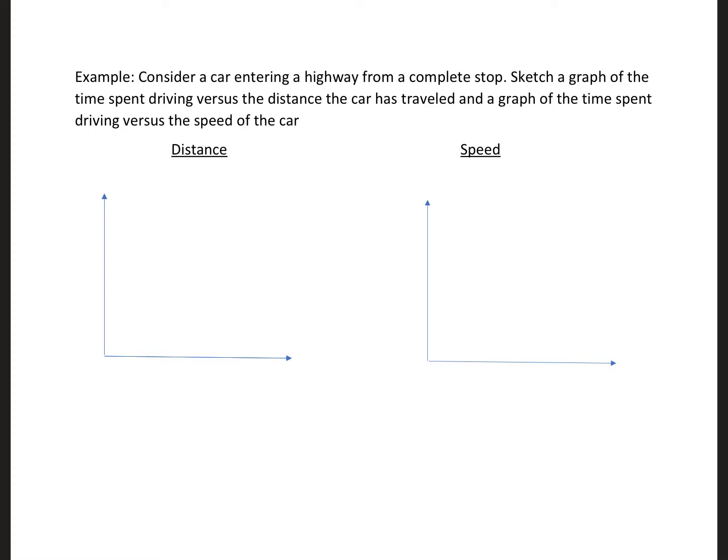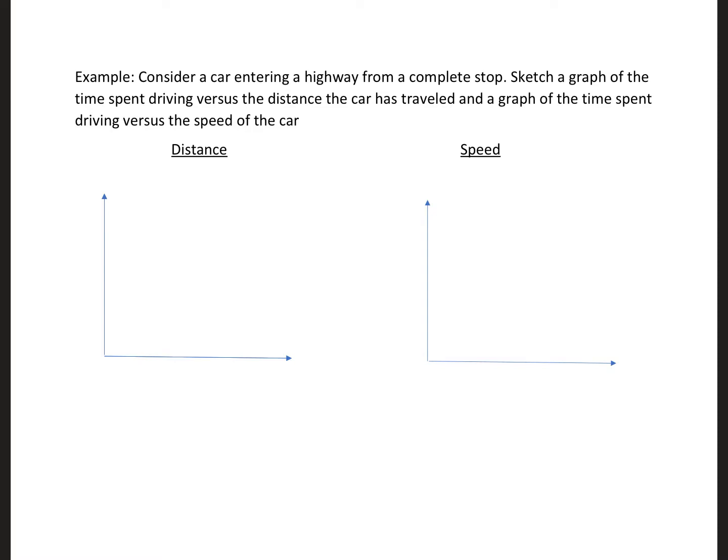So I wanted to look at one specific scenario and talk about how the same scenario can be represented graphically in two different ways if we change what we're considering as the input and output variables. So let's consider a car entering a highway. If this car enters a highway from a complete stop, we want to sketch two different graphs. One graph where we consider time spent driving versus the distance the car has traveled. And a second graph where we consider again the same input variable, time spent driving, but versus an output variable of the speed of the car.